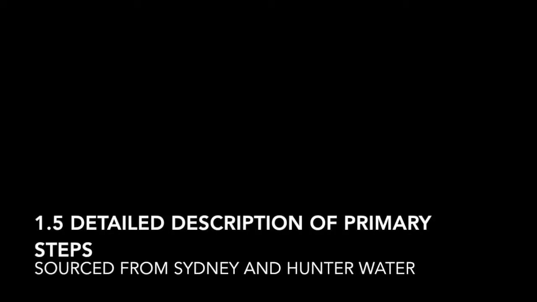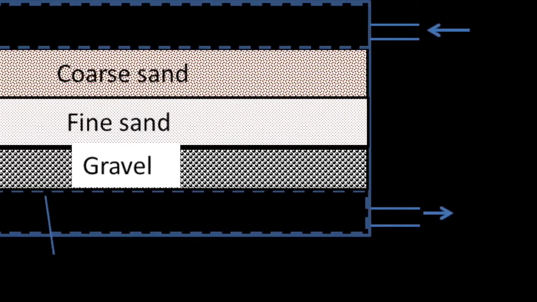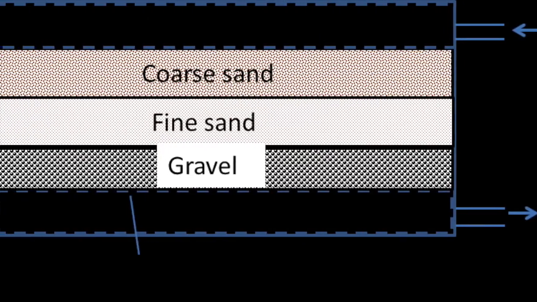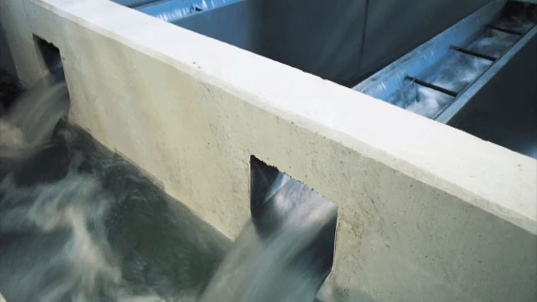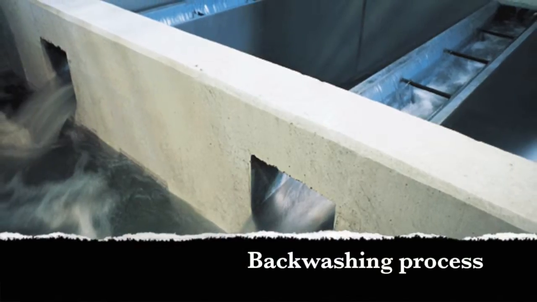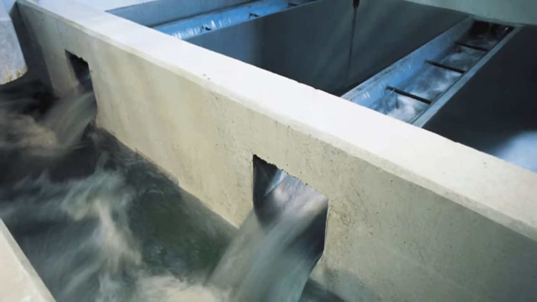A more detailed description of the 7 steps is followed below. Information from Sydney Water and Hunter Valley Water. Filtration. Water flows through a filter designed to remove particles in the water. The filters are made of layers of sand and gravel, and in some cases, crushed coal. Filtration collects the suspended impurities in the water and enhances the effectiveness of the disinfection. The filters are routinely cleaned by backwashing.